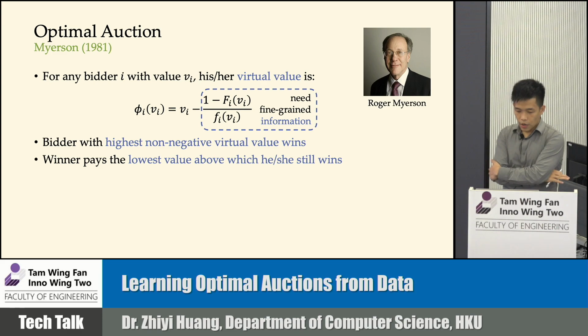But there's a problem here, because according to this formula, capital Fi of Vi is the CDF of the value distribution, and small fi of Vi is the density function of the distribution.